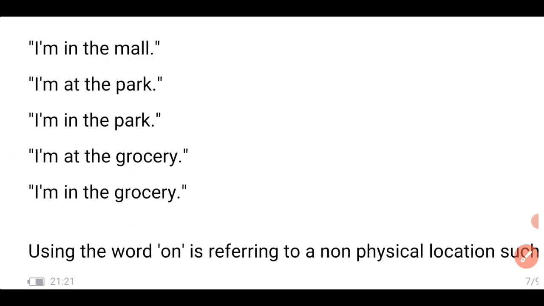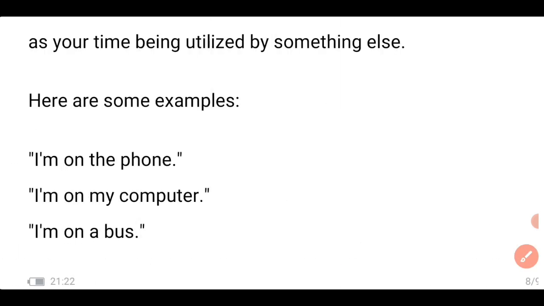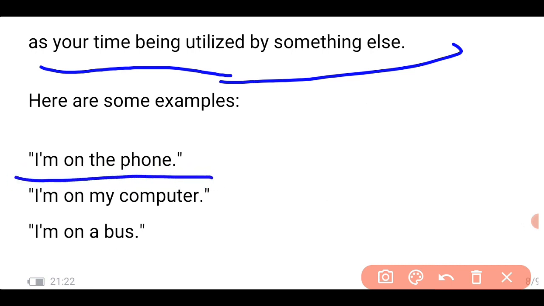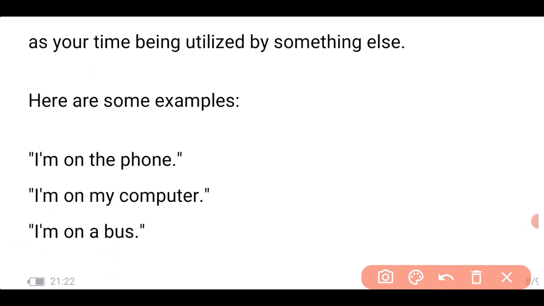Using the word "on" here, the word "on" is very important. It is referring to non-physical locations, such as your time being utilized by something else, right? Here is the very important thing: your time being utilized by something else. Here are some examples. I'm on the phone. I'm on my computer, right? Your time is being utilized by something else. Here you can see by yourself. I'm on a bus, right? Look at these examples.